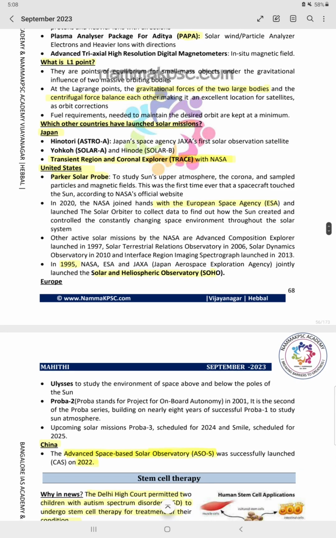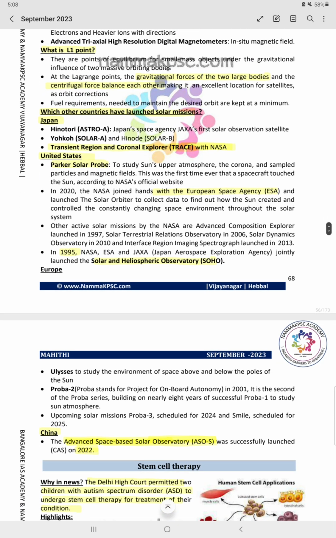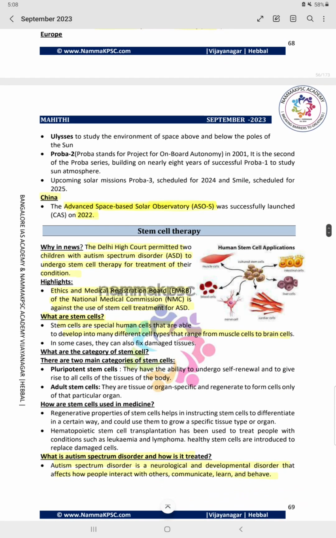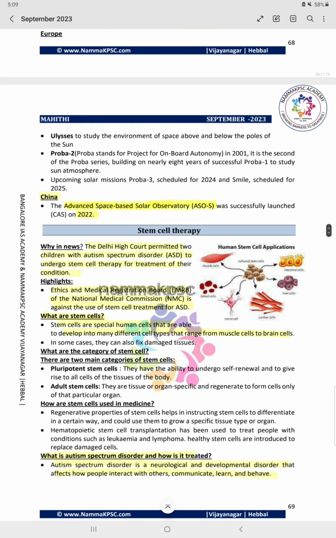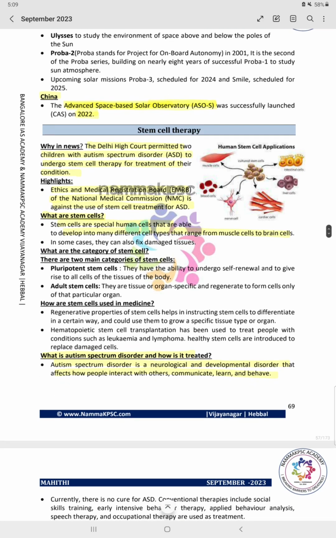Which other countries have similar solar missions? Japan has a similar mission called TRACE. It is in partnership with NASA, and the US has the Parker Solar Probe in association with the European Space Agency. Then there is also SOHO, which was launched in 1995, and China has ASO-S, the Advanced Space-based Solar Observatory, which it launched in the year 2022.